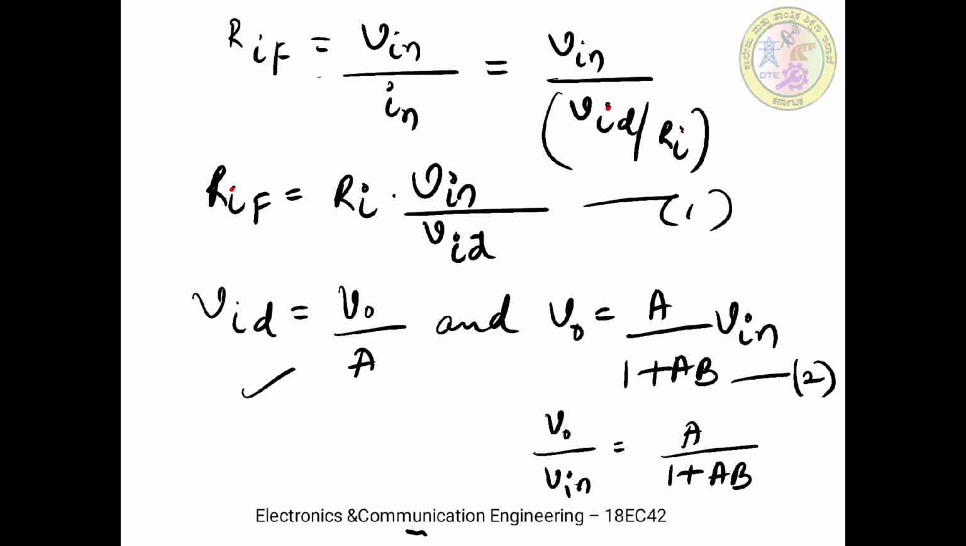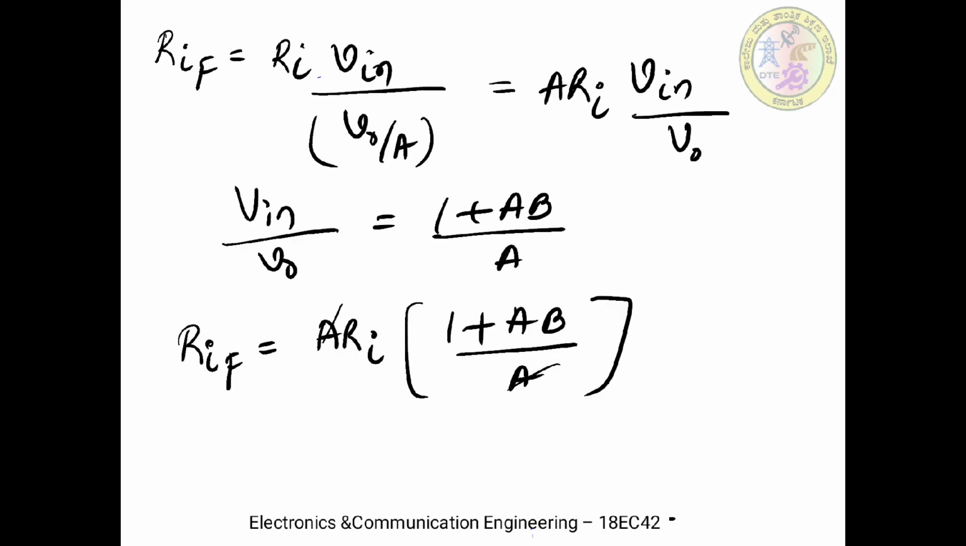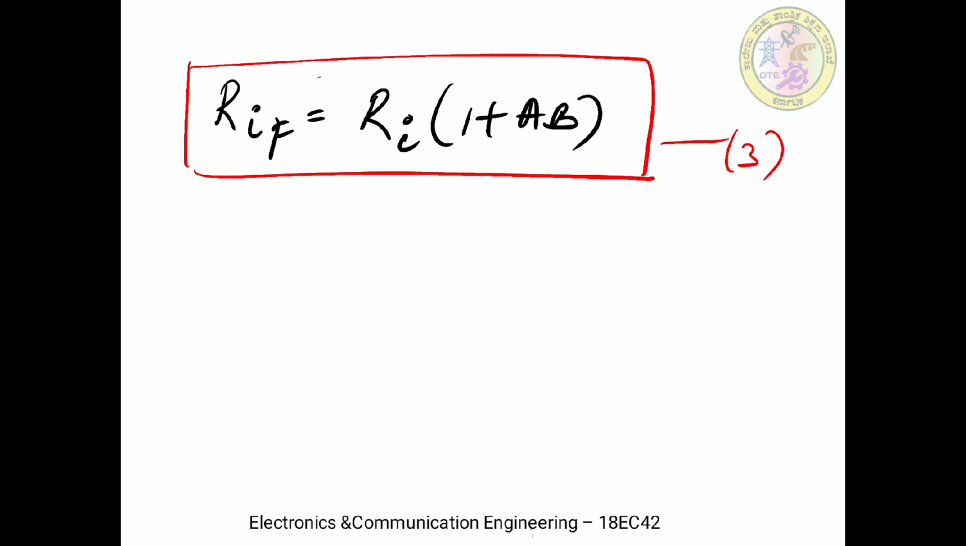Gradually we have substituted for VID also, that is equal to V naught by A. And we know the relation between V naught and V in with the gains. Including this, with simple steps of simplification, RIF is equal to RI times 1 plus AB, and it shows that with feedback the input resistance of the non-inverting amplifier is increased by an amount equal to 1 plus AB.